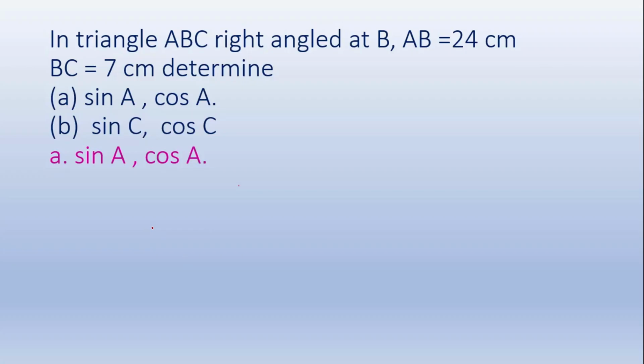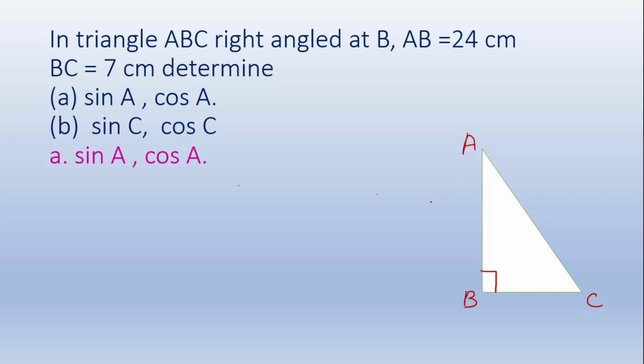Now let's see with an example. In a triangle ABC, which is right angled at B, AB is given as 24 cm, BC is given as 7 cm. You have to determine sine A, cos A and sine C, cos C. So we will do the first part, A. For that we have a triangle. Let's take a right angle triangle. It is given that it is right angled at B, so this is 90 degrees. So we can label the right angle as B, and the other vertices as A and C.